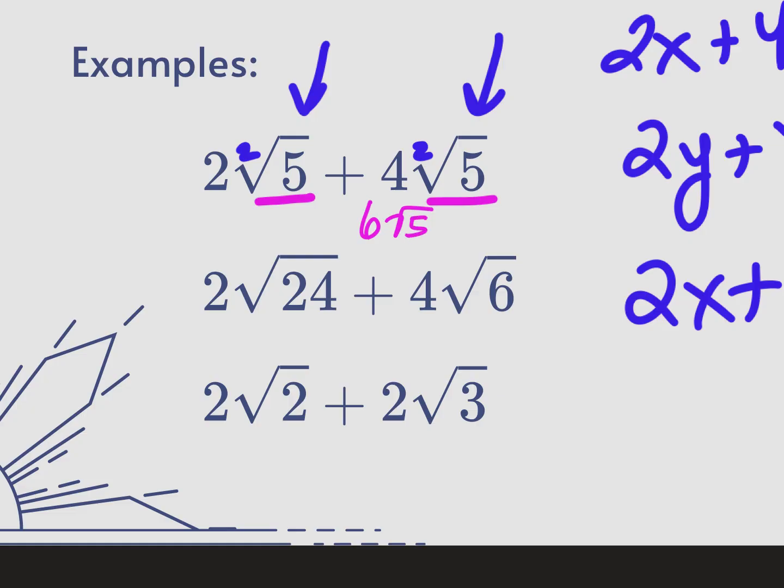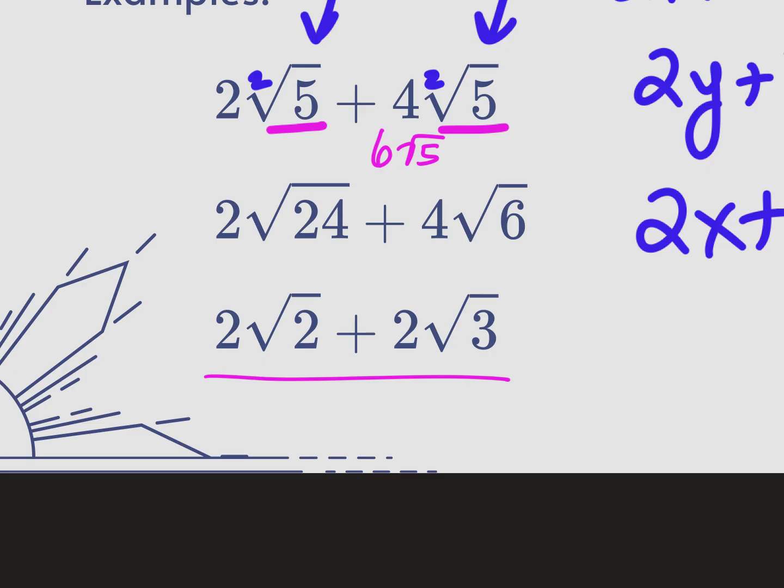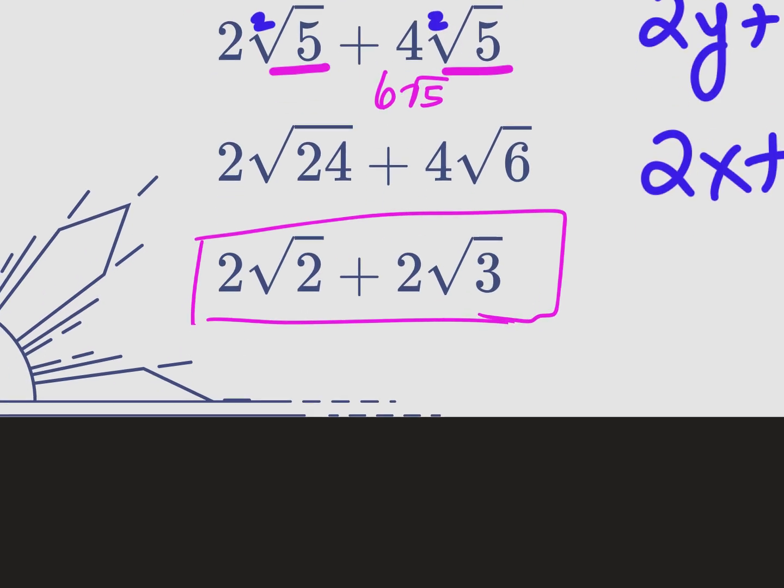Look at the last one. Look at this. Do they have the same radical? No. One is square root of 2, one is square root of 3. So can you combine those at all? No, this is it. That's as simple as you can make it. It's like saying 2x plus 2y. You would say, oh, you can't combine those. They're not the same. The exact same thing happens for radicals. This one, 2 square roots of 24 plus 4 square roots of 6.